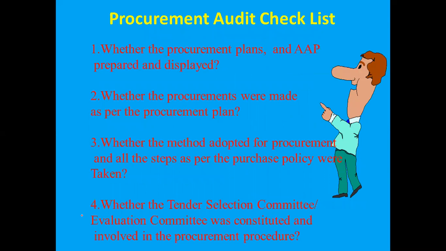Next, what is the audit checklist? How we will checklist the procurement process? First one is whether the procurement plans and audit list prepared and displayed. So whether the procurement plan and procurement process is displayed or not. That is the first point. Second point, whether the procurements were made as per the procurement plan. So second point is whether the procurements are made as per the procurement plan.